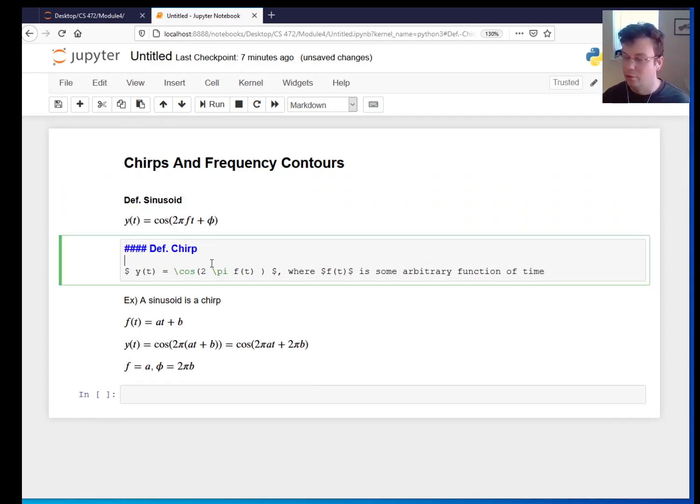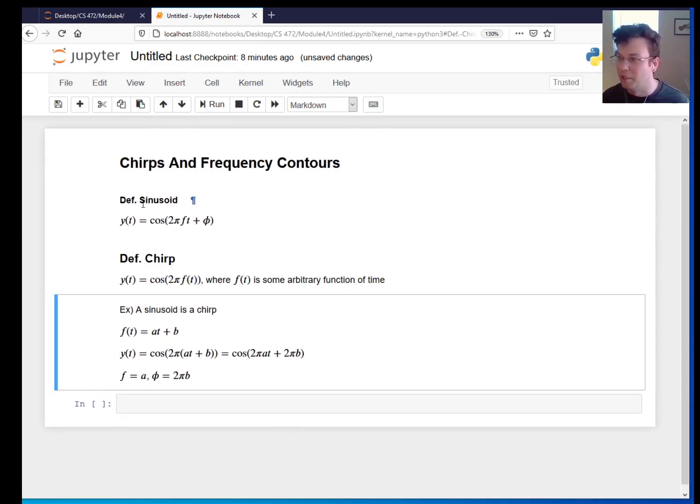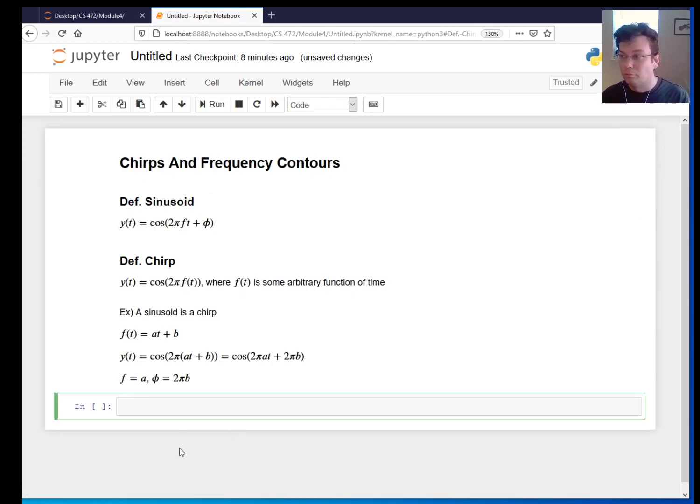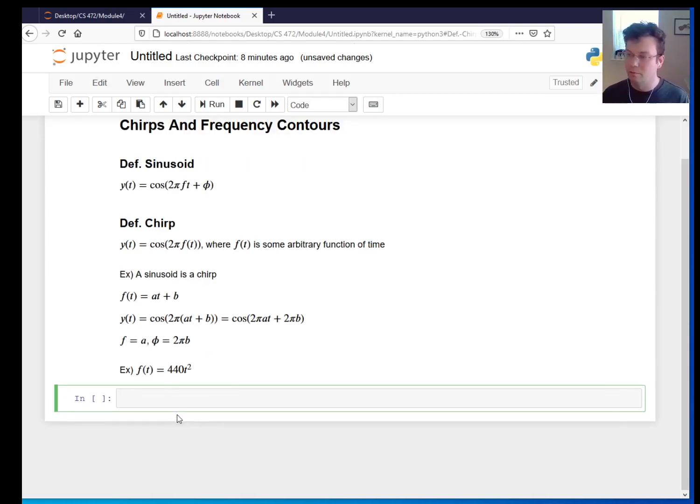All right, so we got our chirps, but we can do more than that. Sorry, I want to make these nice and big so they stand out. Sinusoid and chirp. We can certainly go further in this though. So let's look at another example. What if we say f of t is 440 t squared? So I'm going to bring stuff into the audible range now.